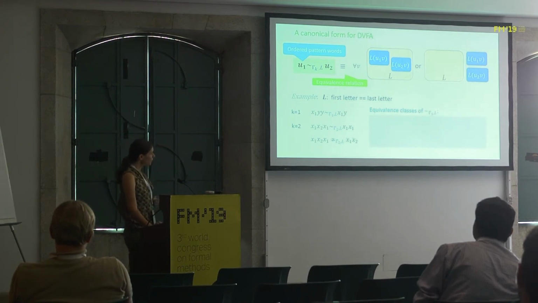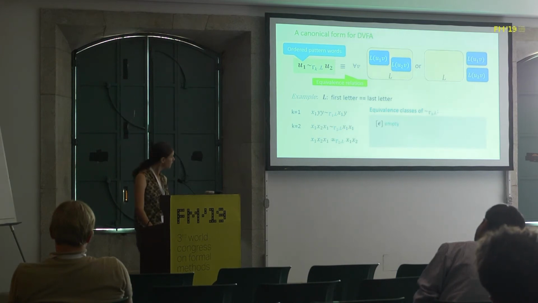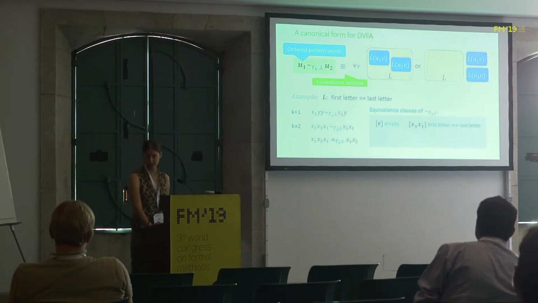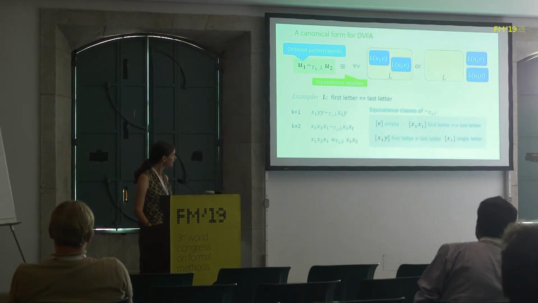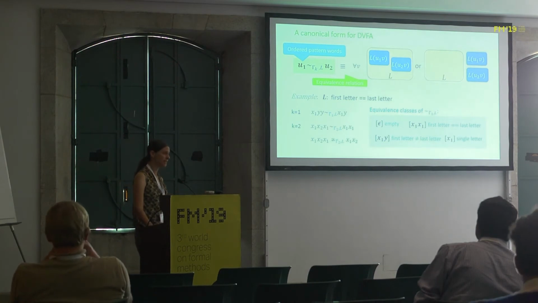Okay. And since this is an equivalence relation, we can form the equivalence classes. So in this case, we have an equivalence class for the empty word. We have an equivalence class for all the pattern words whose first and last letters are the same for all concretizations. We have a single letter, and we have the complement language in which the first and last letters are not the same.